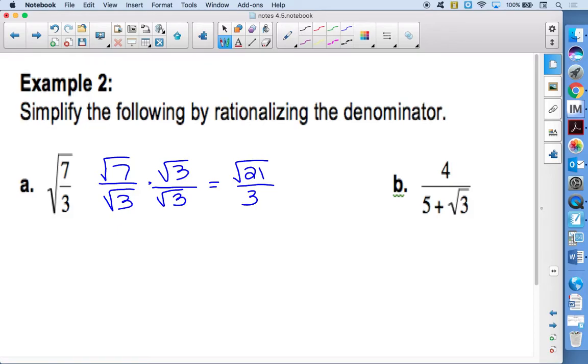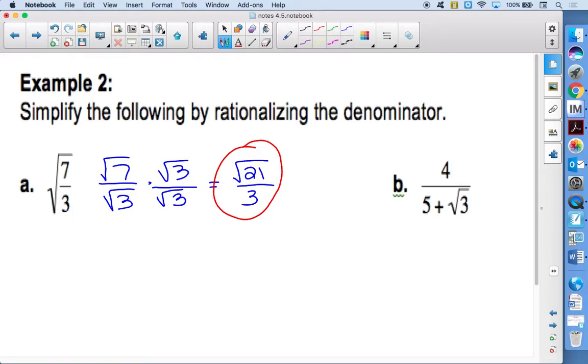So you can't just simply say, oh look, it should be the square root of 7. They're different types of numbers. Their values are different. So this is it. You can't simplify it any further. You're done with the problem. The square root of 21 divided by whole number 3, different kinds of numbers. You can't actually reduce them.